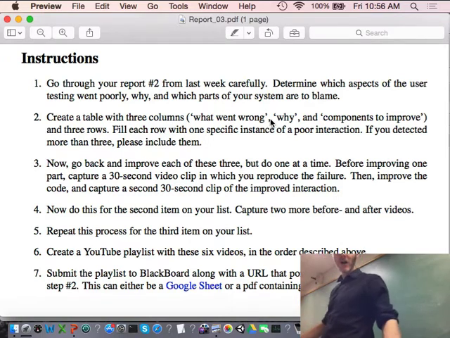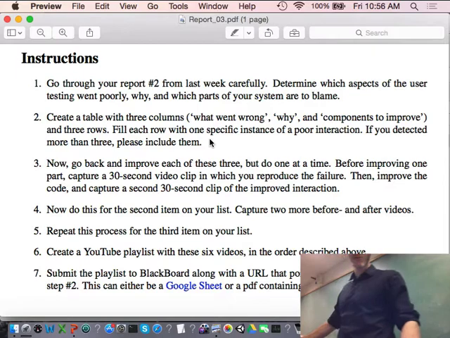Okay, those are the 3 columns, and then I want you to try and explain that for 3 separate aspects of your code. I'm assuming for most of you there are at least 3 points in your system where you've identified that it needs a little bit of improvement. If there are more than that, that's also fine, but at least 3.